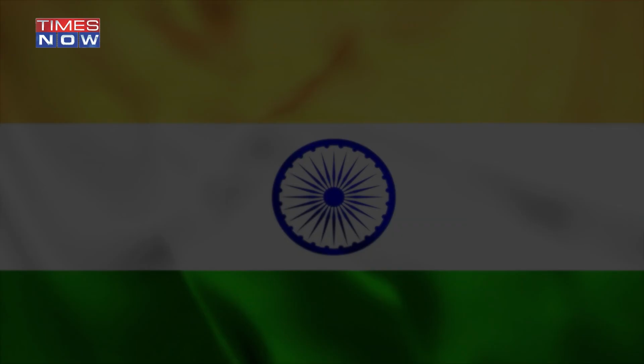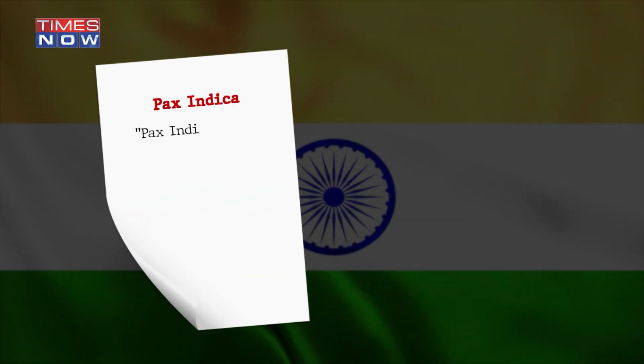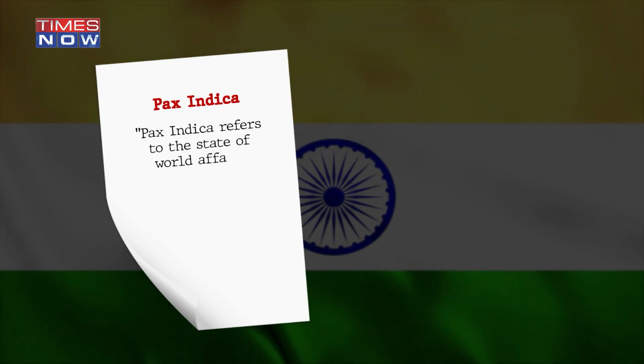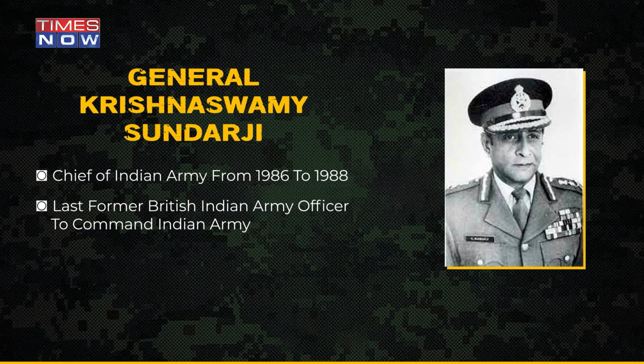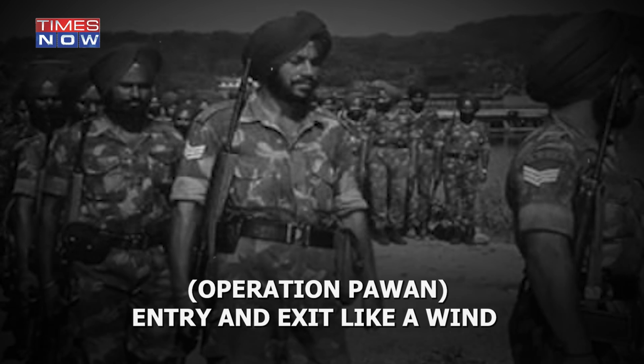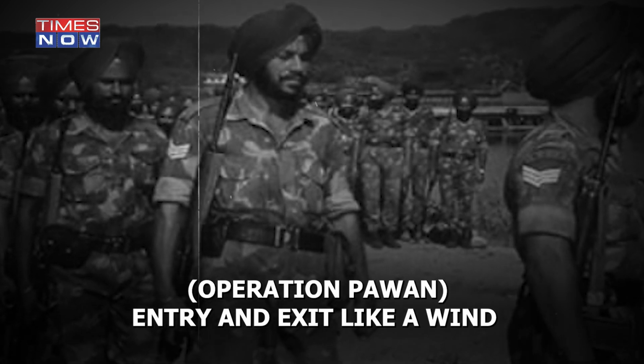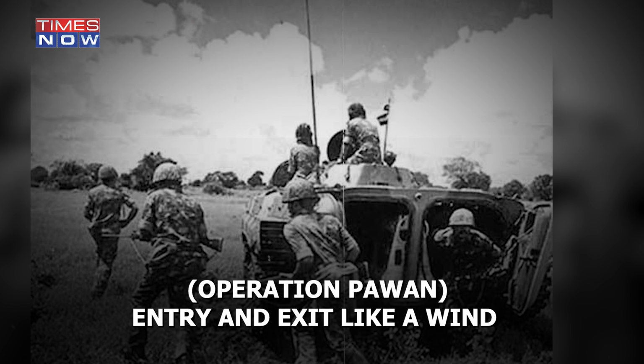in New Delhi. One of those people who was very influential in the operations was General Krishnaswamy Sundarji, a bright and rather controversial army chief that India's army had at that point of time, and who began to put together a thought process that India's military intervention would require military forces, but they would go in like the wind and come out like the wind, and therefore the operation was named Operation Pawan.